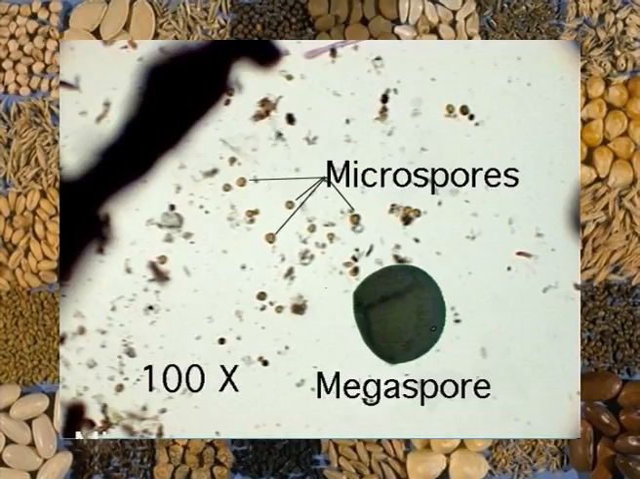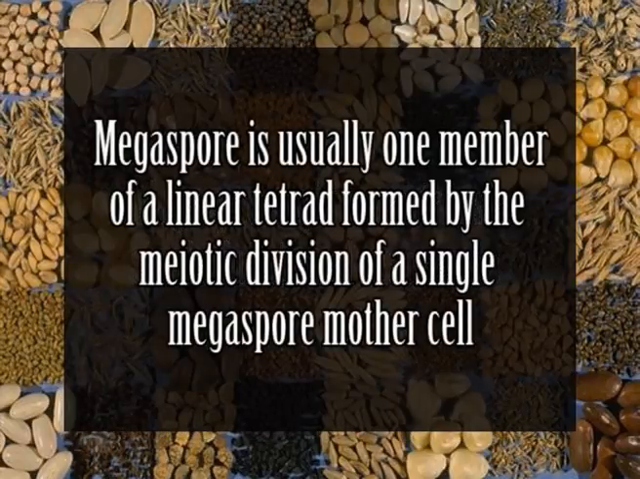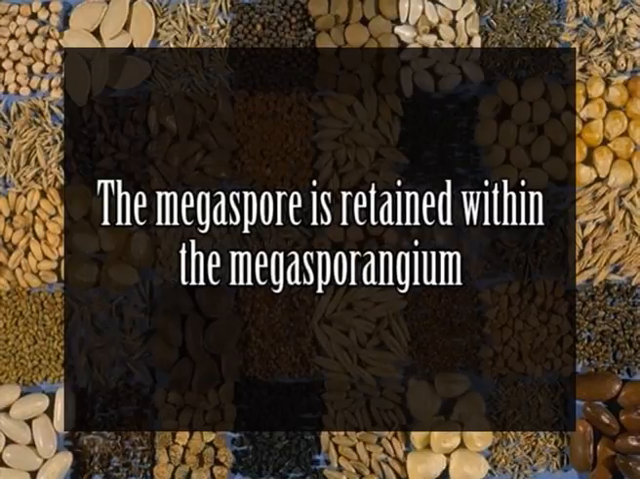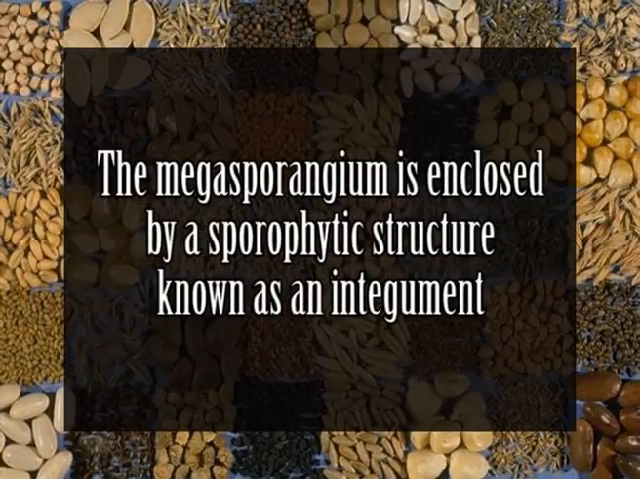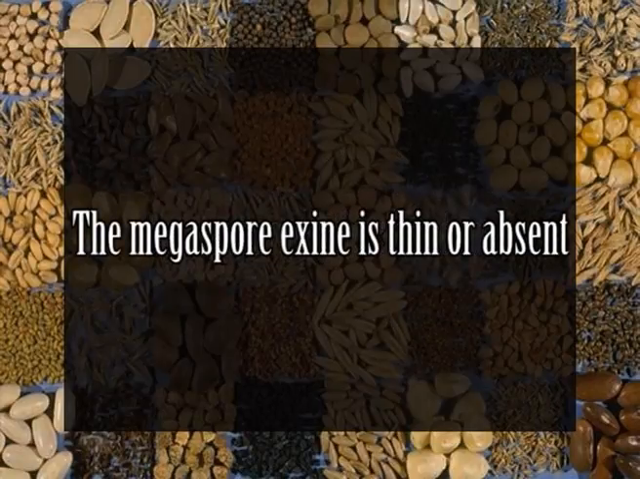Before we proceed ahead, we need to understand the major characters which are typical to the modern seed plants. Some of these include: number 1, the megasporangium, the nucellus, contains a single functional megaspore. Second, the megaspore is usually one member of a linear tetrad formed by the meiotic division of a single megaspore mother cell. Third, the megaspore is retained within the megasporangium. Fourth, the megasporangium is enclosed by a sporophytic structure known as the integument, and the megaspore membrane is thin or sometimes absent.